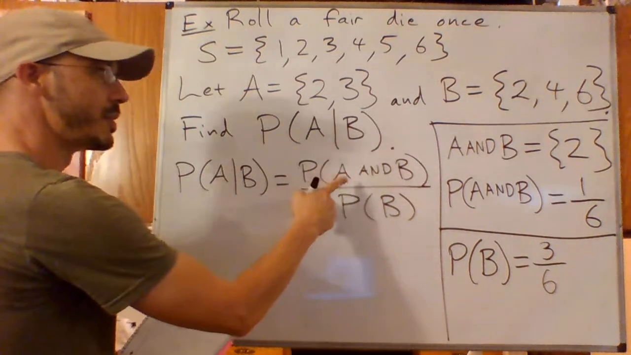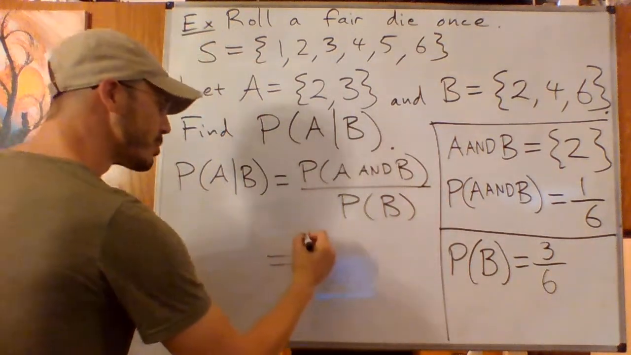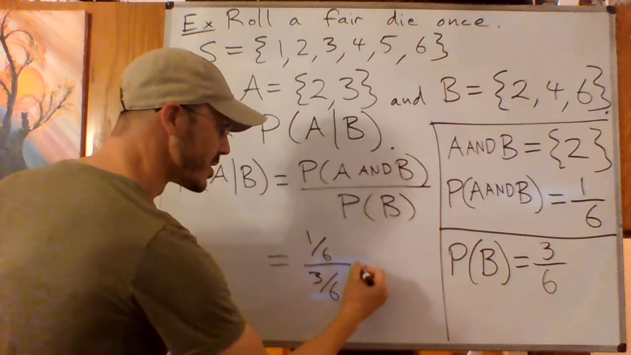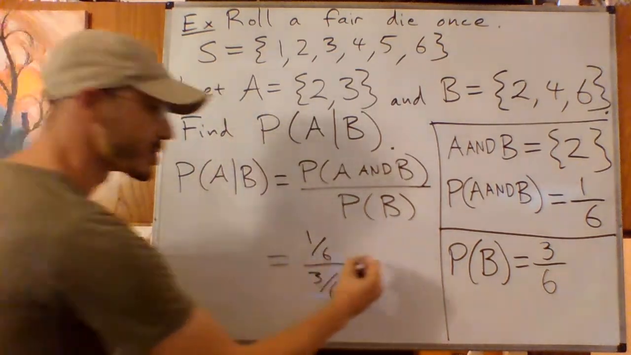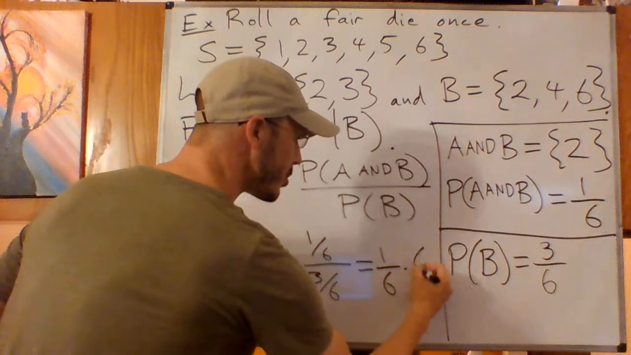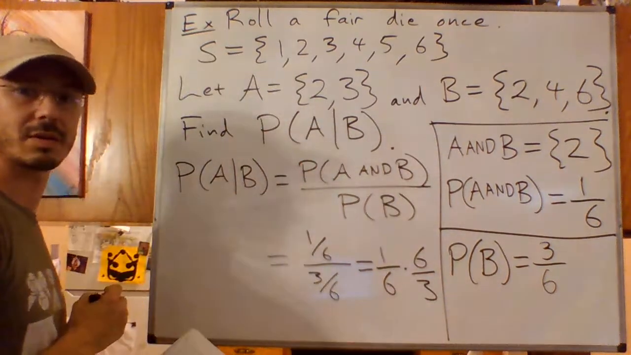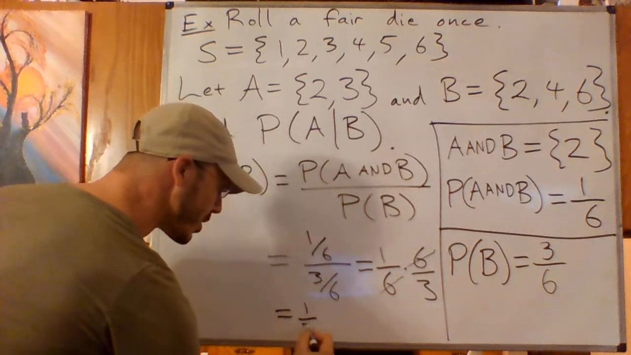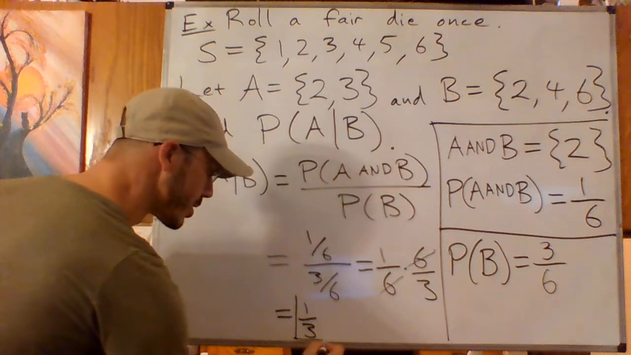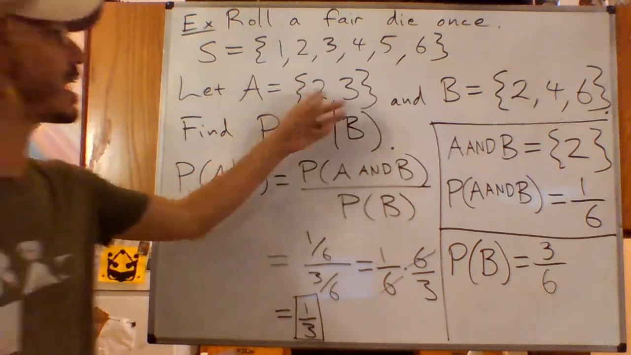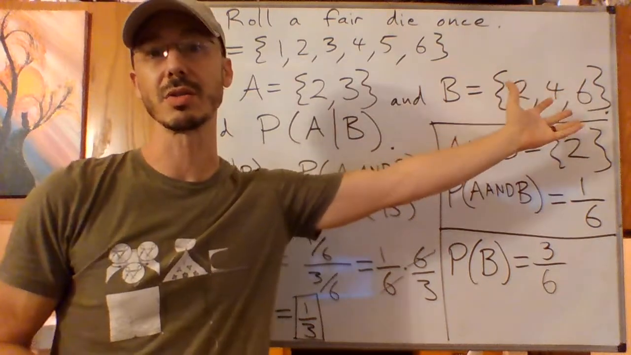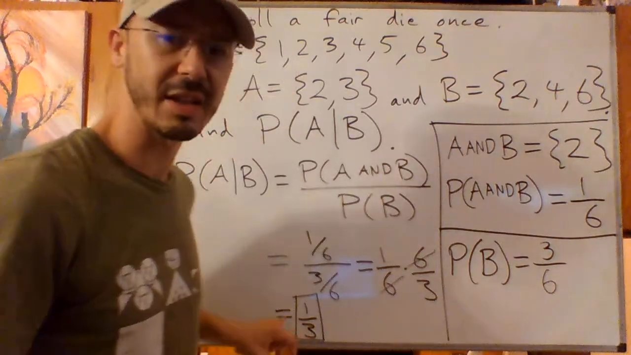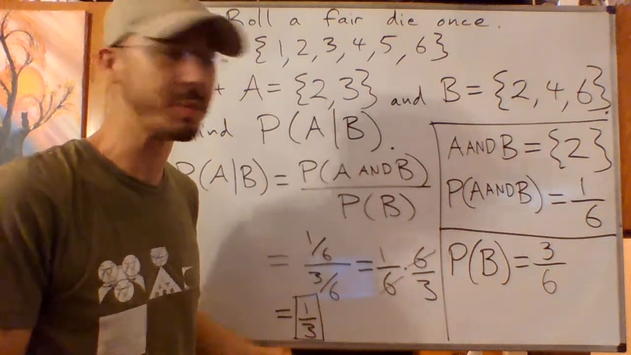When we fill these in, the probability of A and B is 1/6. The probability of B is 3/6. So to divide by a fraction, I'm going to multiply by the reciprocal of that fraction. The 6's cancel here and give me 1/3. So the probability of A, given that B occurs, is 1 out of 3, or 1/3. And I think the fraction is fine here. You could put 0.333 in also.